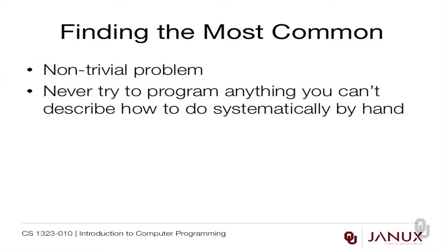Now, one of the rules that's very important to follow is when you're working with a non-trivial problem, do not try to program anything that you can't describe how to do systematically by hand. If you don't know how to do it by hand, you don't know how to program it, and then you should invest your time in figuring out how to do it by hand first, and then translating that into code. Sometimes people get so anxious to get some code done and to have it look like they're making progress that they start sort of randomly substituting things into programs. That is not a strategy that has much success.